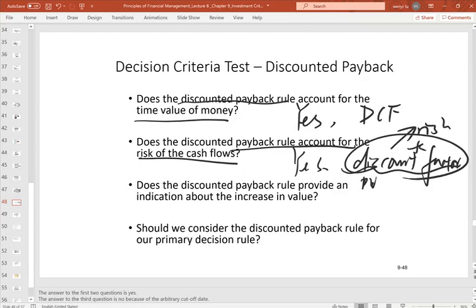How about this one? Does the discounted payback period provide an indication about increasing in the value?